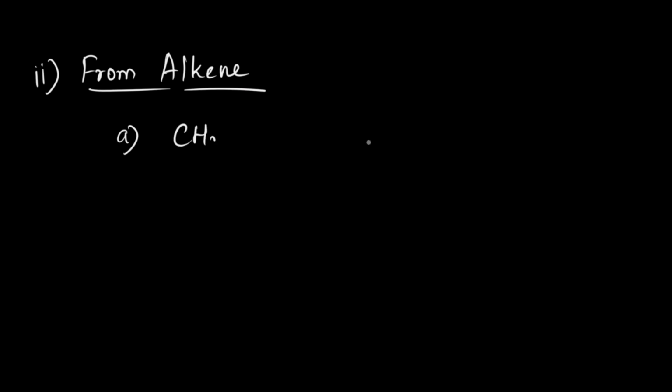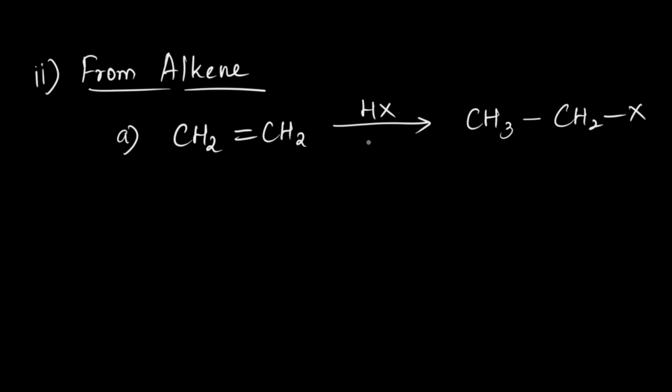The second type of preparation is from alkene. What can you do from alkene? You can do the addition, right? If I'm taking the simplest alkene, CH2=CH2, reacting with HX, what will I get? CH3CH2X. We know very well about Markovnikov's rule. We talked a lot about that in the hydrocarbons chapter. You can check out that video as well.